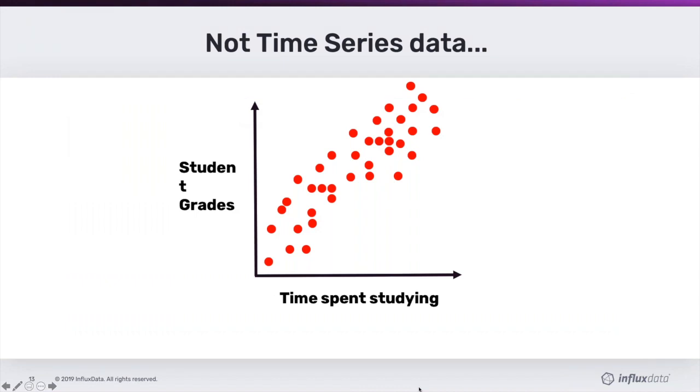This is almost a little misleading. We're looking at how long students spend studying versus what grades they get. Yes, time is on the x-axis, but this is not a timestamp. This is not a specific point in time that we're monitoring. We're looking at, like, if they spend 2 hours or 4 hours. Now, if we were to take this data and look at what time of day students study and how that affects their grades, we'd be looking at time series data.